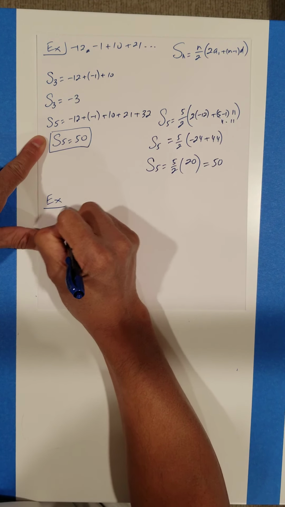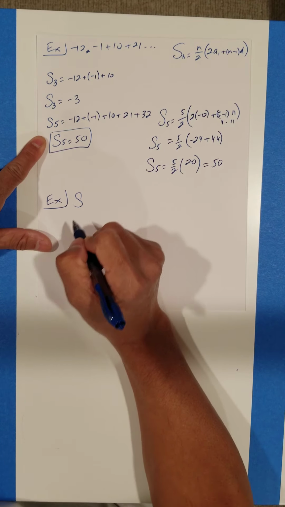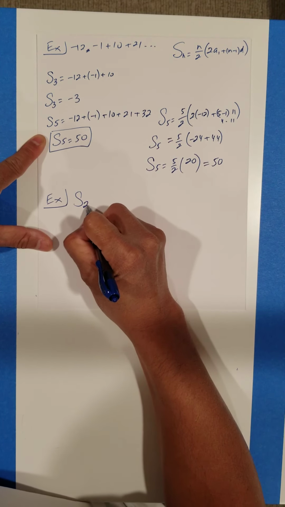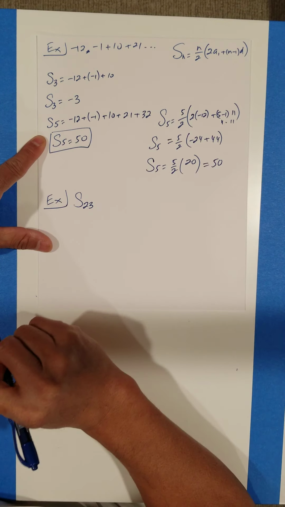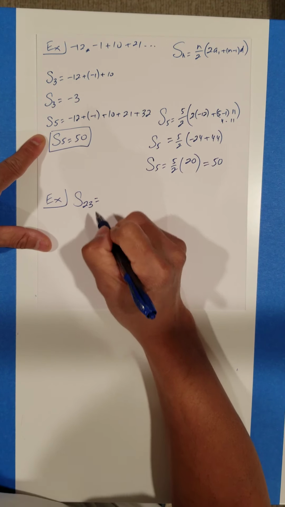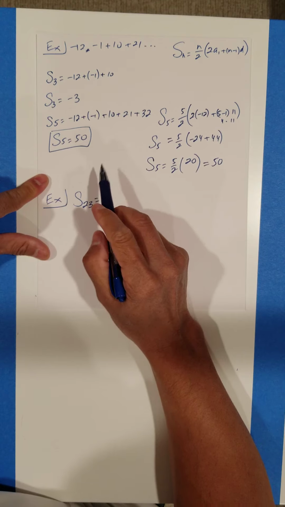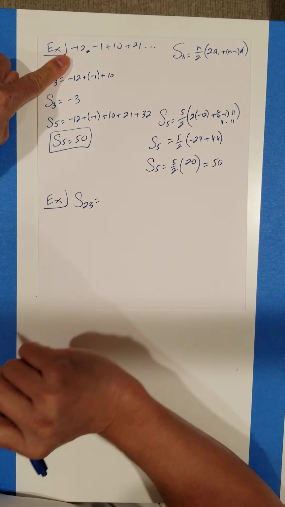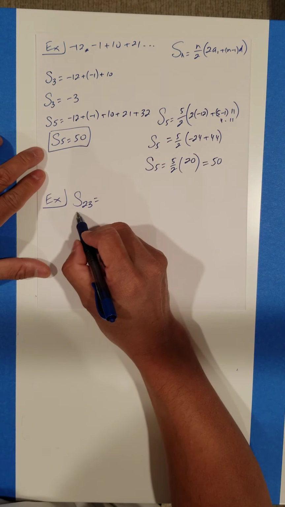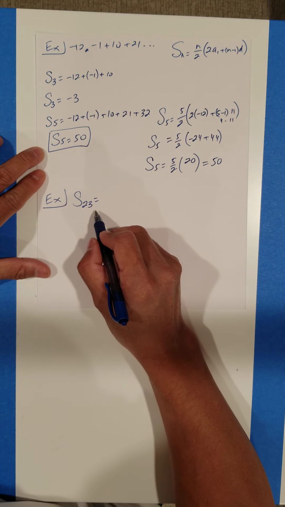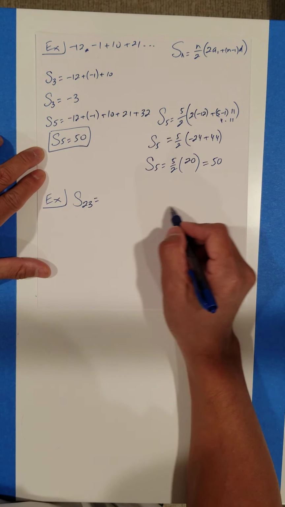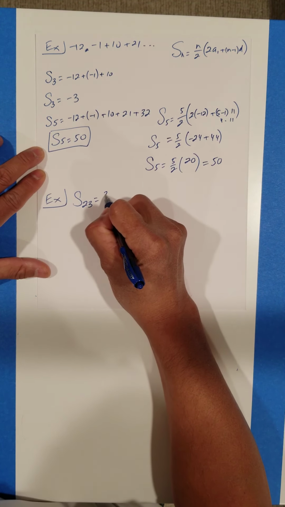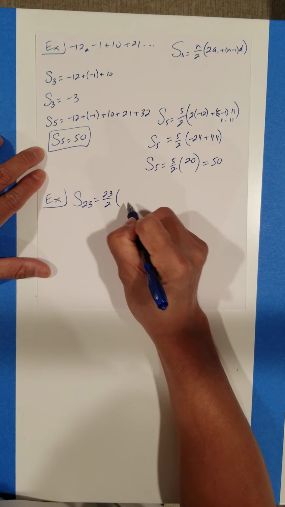So I can do any sum I want, randomly. So for example, for this pattern, I want to do a number like, I don't know, S23. This says take the first 23 numbers, starting with negative 12, negative 1, 10, 21, on. I want the first 23 numbers and add them up. Of course, I don't want to write them all out and do it manually, so I want to use a formula. It says 23 over 2.